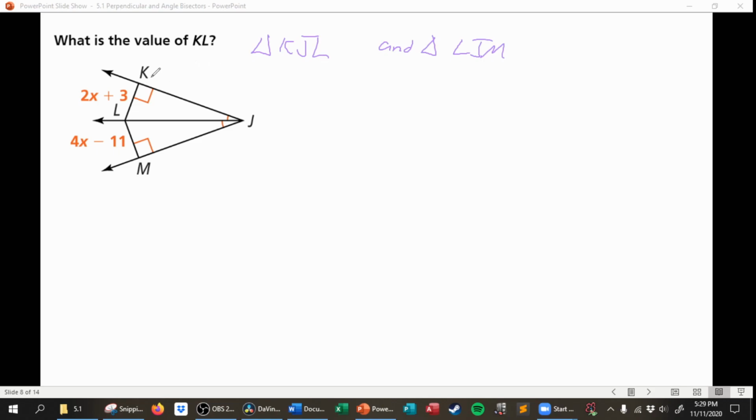I can also see that angle KJM is bisected by JL. Which then tells me that anything that comes from my bisector, my JL, leaves there and hits the outside of my angle KJM, as long as it hits at 90 degrees and they start at the same point, these two side lengths here are equal.